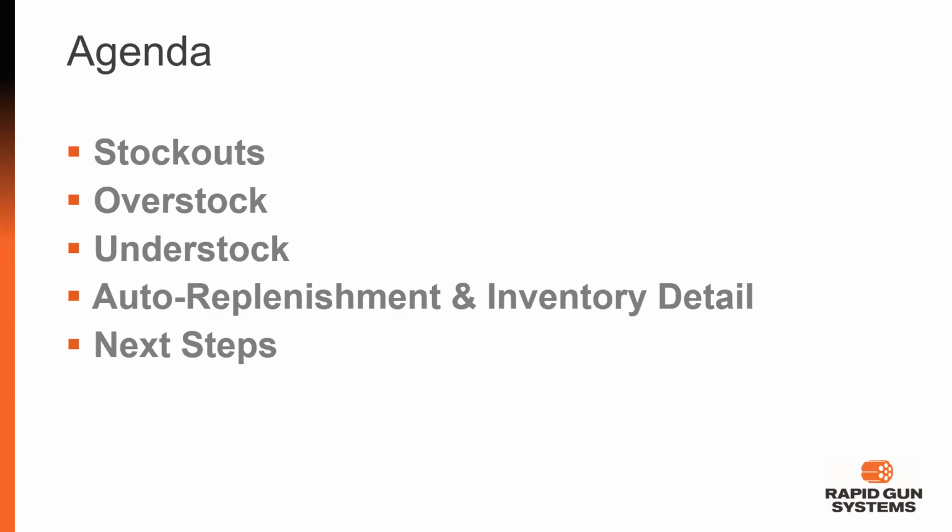Then we'll talk a little bit about overstock and understock, how to identify those situations and address them. Certainly we know that COVID has been very interesting, and that it's altered people's buying habits. So we have been overstocked on things that we didn't expect to be, and understocked on other things that we need to address. We're going to just really briefly hit on auto replenishment and inventory detail, and then talk about some next steps. So that's our agenda. Let's dive right into it.